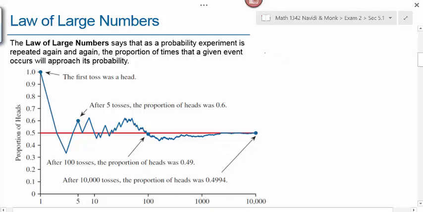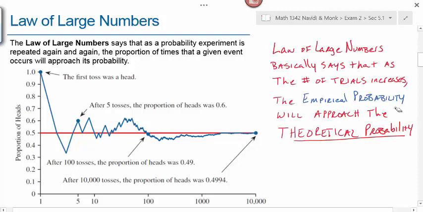So let me write in plain English what the law of large numbers means. And I've tried to color code this so that you can tell which graph is blue and which graph is red. The law of large numbers basically says as the number of trials increases, and your number of trials are down here on the bottom, then this blue line, the result from the empirical probability, approaches the red line, which is our theoretical probability.